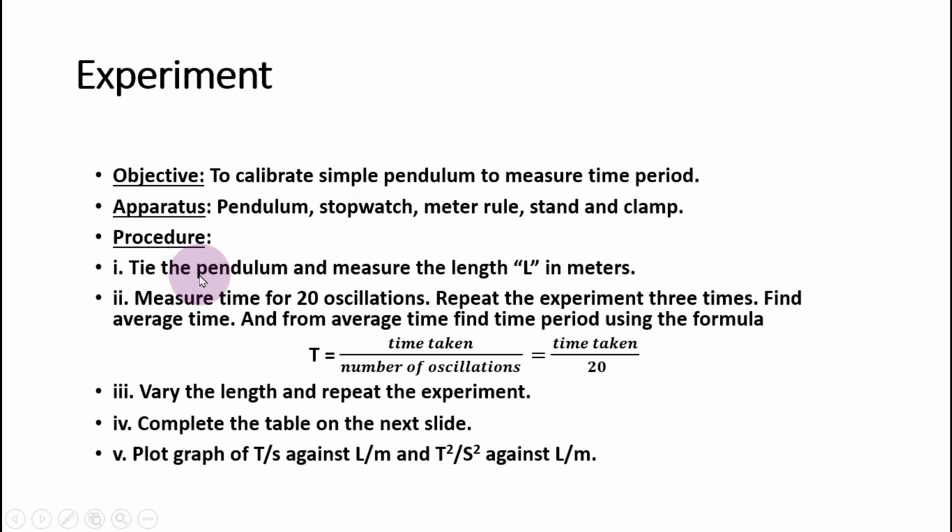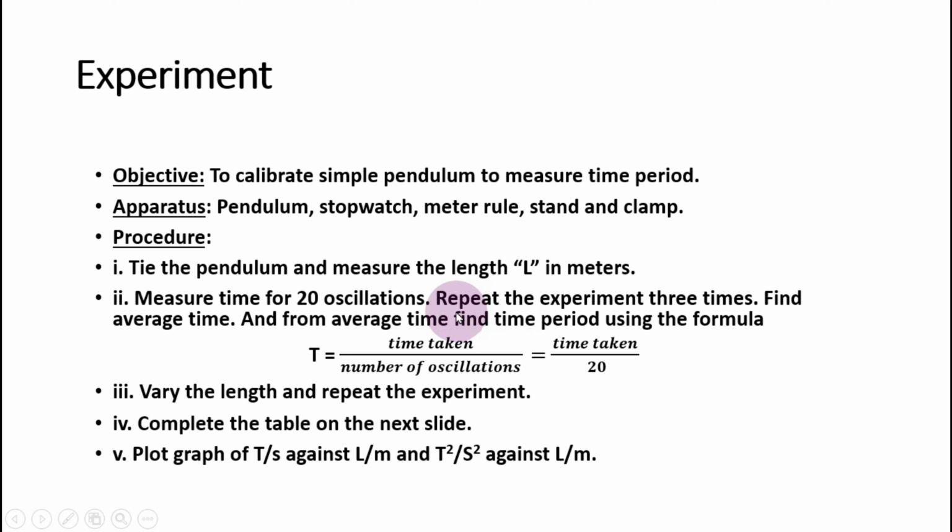The procedure is: tie the pendulum and measure the length L in meters. So what you do, tie the pendulum and roughly measure the length, and then measure the time for 20 oscillations. Swing the pendulum and measure the time for 20 oscillations. What will be the procedure? Suppose you are releasing it from here, then when you release it, start the stopwatch. When it comes here and back here, you count 1, then you count 2 and 3 and so on. So do it for 20 oscillations.